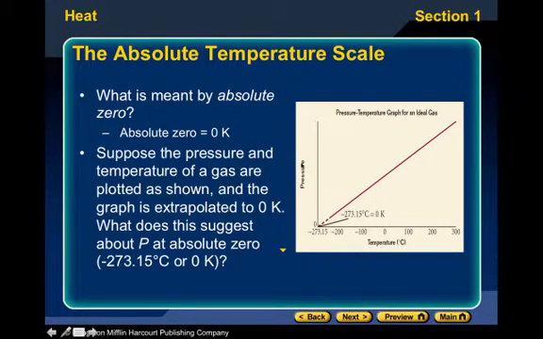is 0 Kelvin. So suppose the pressure and temperature of a gas are plotted, shown, and then it's extrapolated to 0 Kelvin. What does that suggest about pressure at 0? Right. Yeah, I don't know that they'll ever get there. So pressure is equal to 0 at absolute 0.